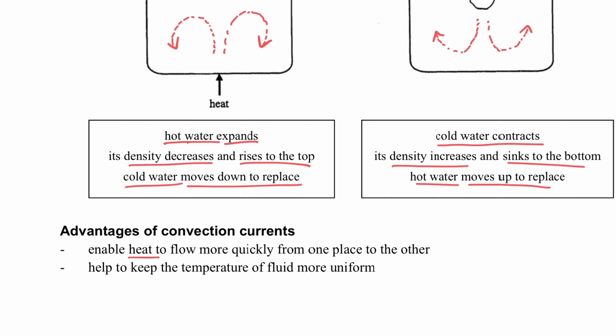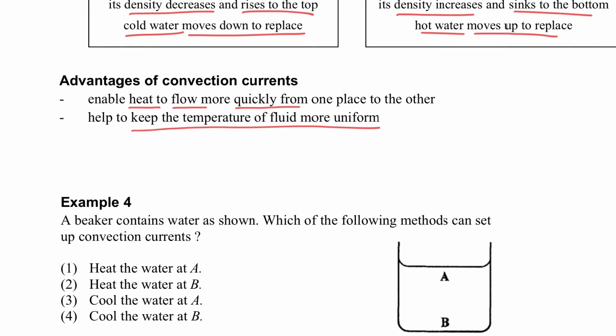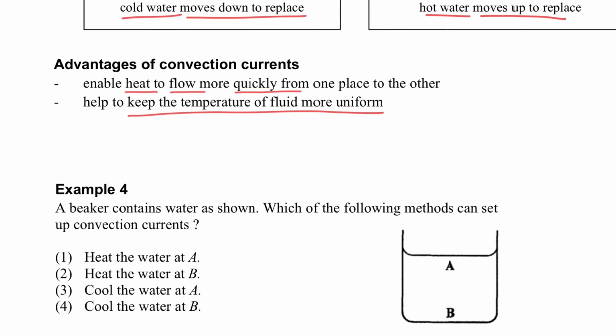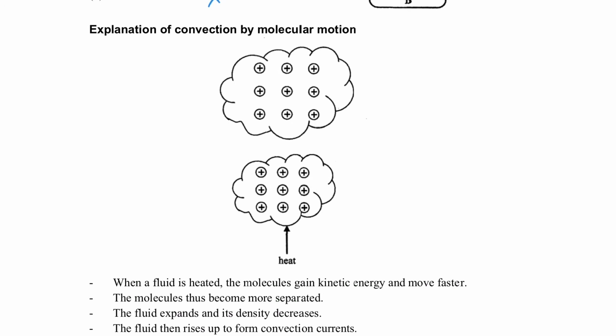And the convection current can enable heat to flow quickly. Also, it will keep the whole fluid temperature more uniform. In this example, how can we form a convection current? We need a hot source at A or a cold source at A? Yes, we should put a hot source at B and a cold source at A in order to form the convection.